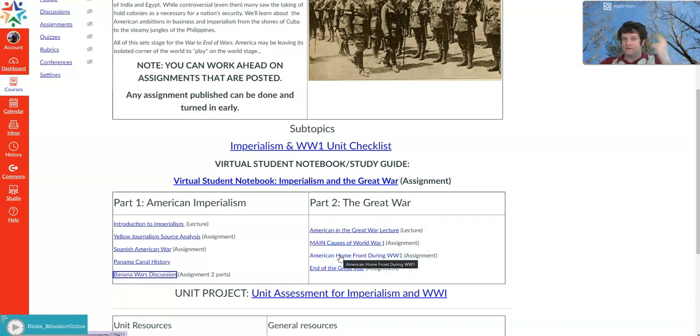We'll have an assignment that looks at what's going on at home, what is happening with women, what's happening with African Americans, what's happening with industry and government management of the war. And then we have an assignment that looks at what the end of the World War looks like. It'll start implying how this sets the stage for the Second World War. The Second World War isn't something that's covered until you get to U.S. History 3.